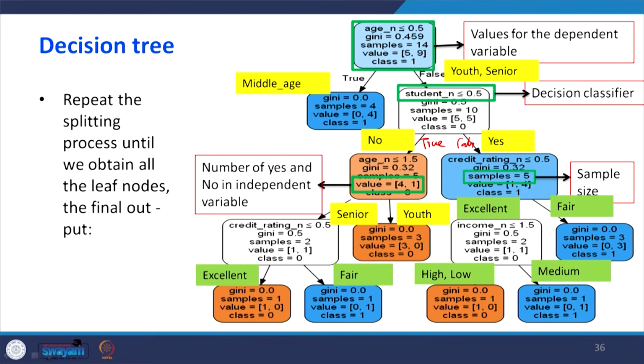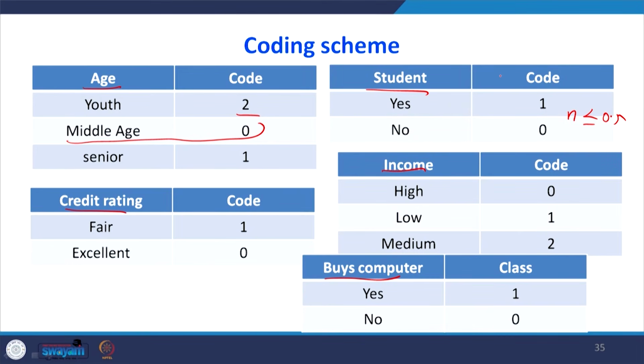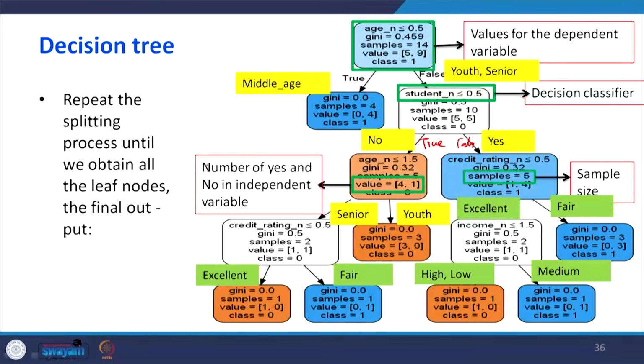Then next we choose age underscore n less than or equal to 1.5, because now in the age only two groups are there, one is youth and senior. When n is less than or equal to 1.5, that represents the senior. When the condition is true, that represents senior. When the condition is false, it is youth. We will go to the next one.